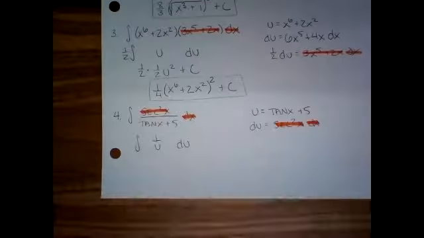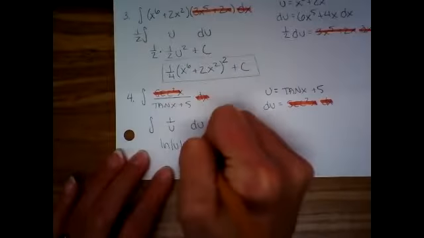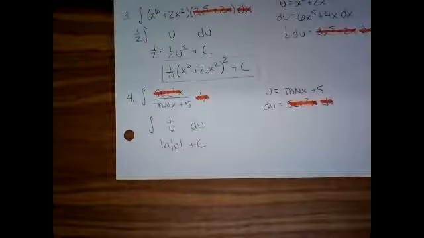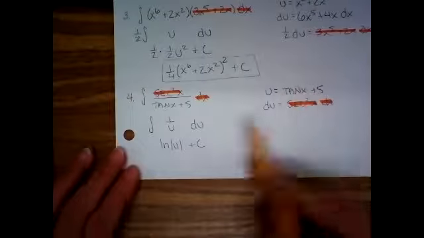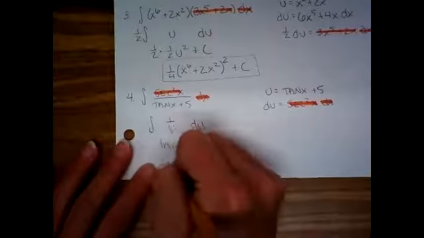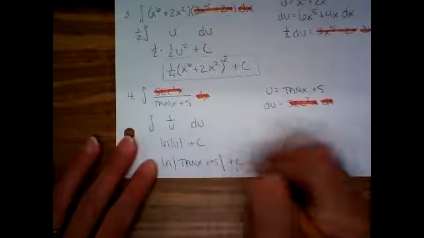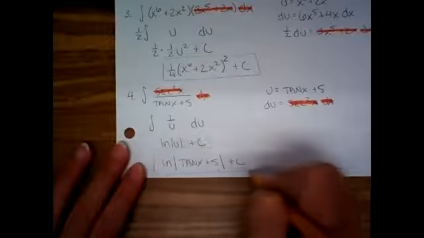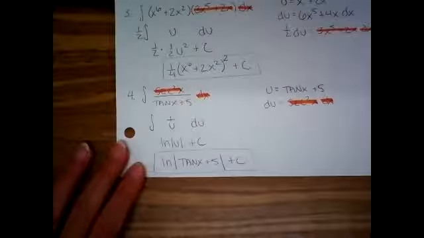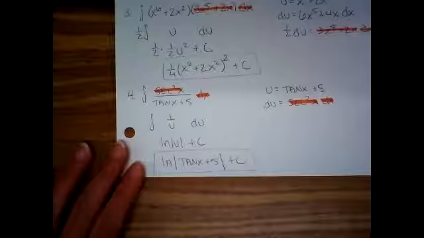1/u. Perfect. So that antiderivative, ln of u plus c, and then you put this stuff back in for u. So your final answer is ln of tangent of x plus 5 plus c. And absolute value that. Again, you can't ln a negative value. I don't say the absolute value every time because it's a little bit of a mouthful, but it is there.